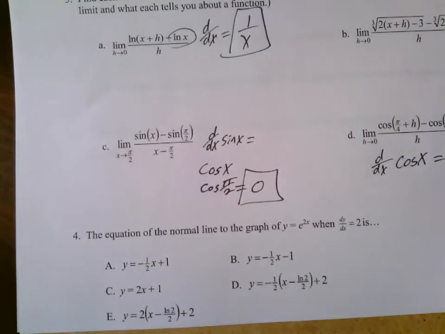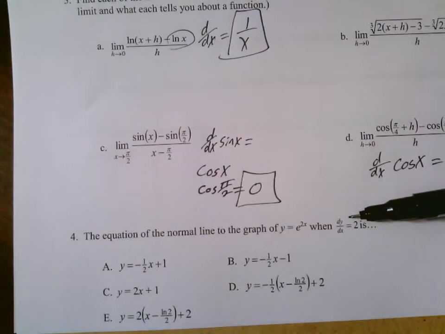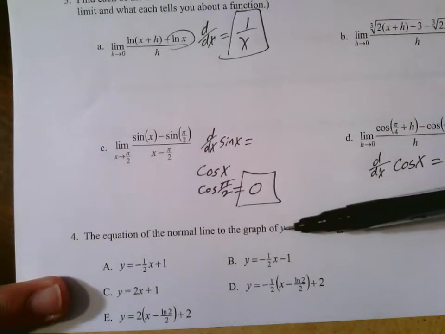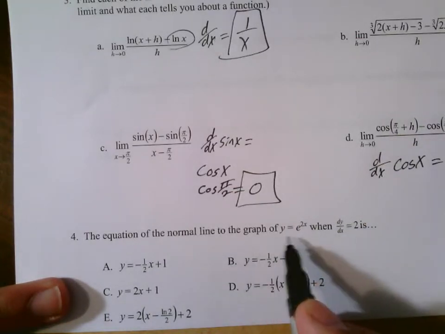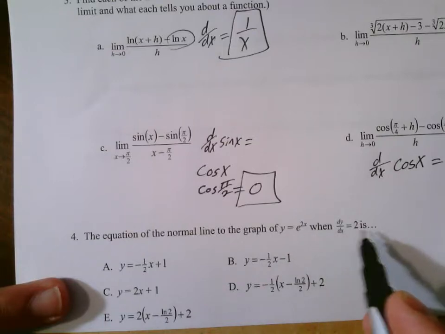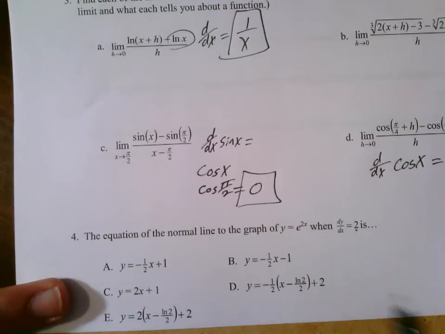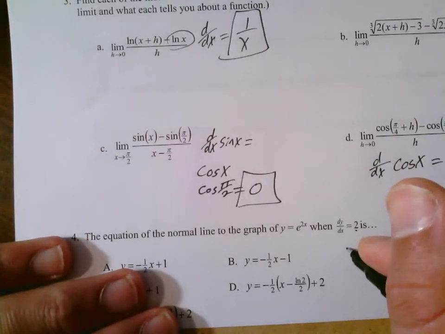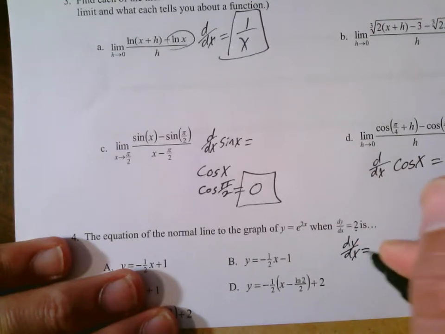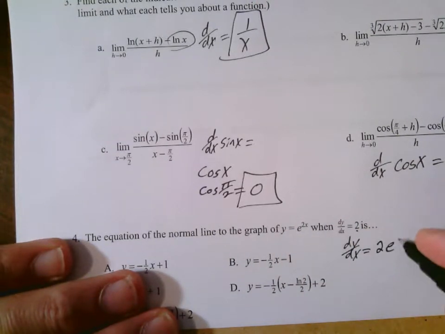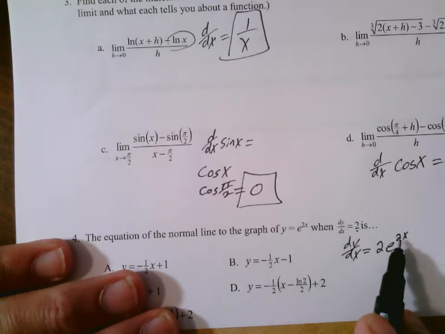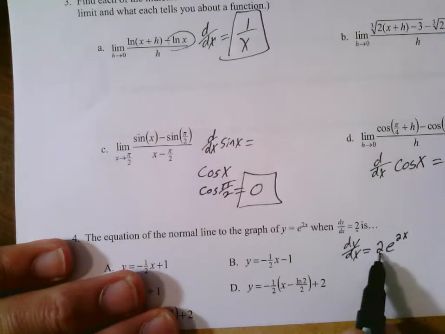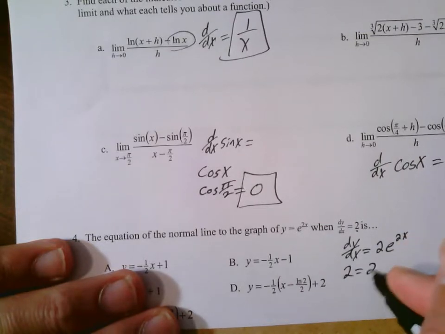Okay, don't be fooled by the notation. This is the slope of the tangent line. This is the derivative of this function. So it wants us to know the normal line equation, so we have to find x by setting our derivative equal to this, and then plug it into the original to find y. So dy/dx equals 2e to the 2x. Remember that the derivative of e to the 2x is e to the 2x times the derivative of the inside, which is 2. So we set this equal to 2.